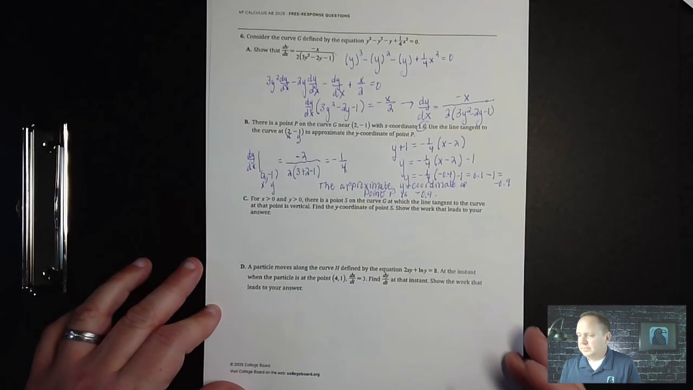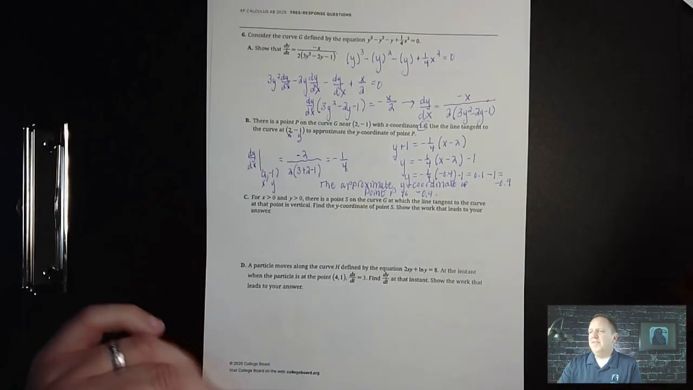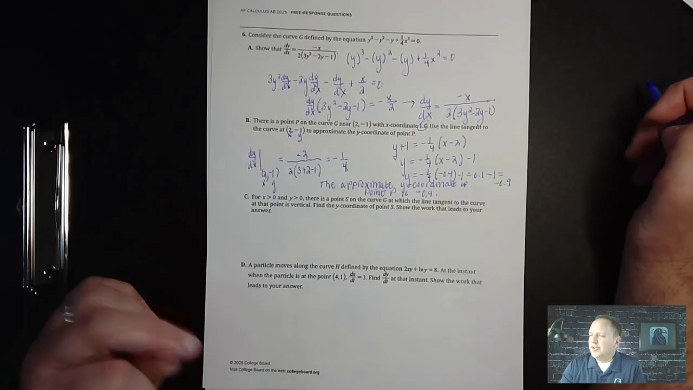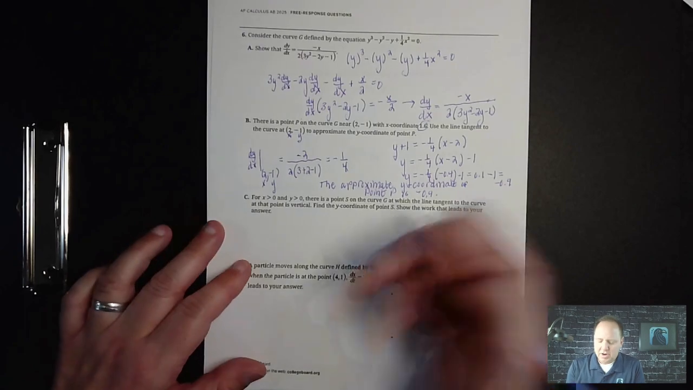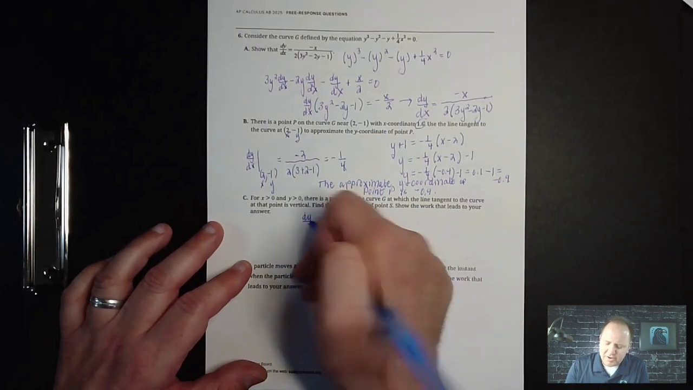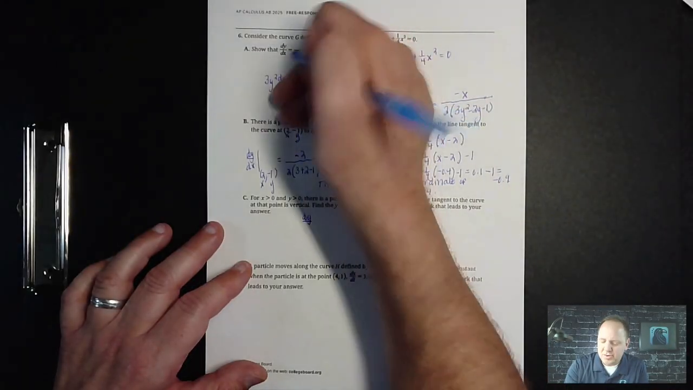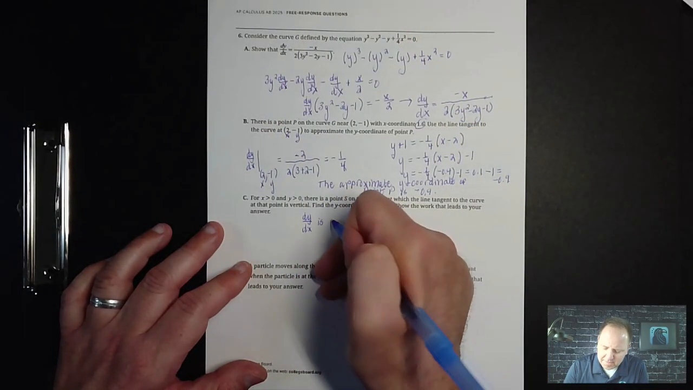All right, looks good. For positive x values, positive y value, there's a point S on the curve G at which the line tangent to the curve at the point is vertical. Find the y-coordinate of point S. Show the work that leads to your answer. All right, first things first, I would just let them know I'm looking for an undefined slope for a vertical slope, so I would let them know that dy/dx is undefined.